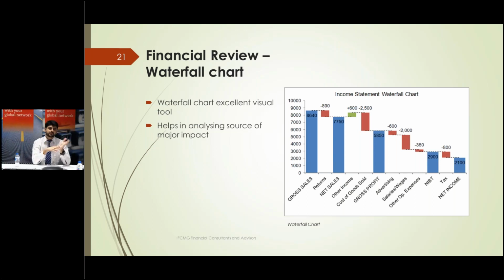So we can start off with the previous year's number and then we can move on to this year's numbers. So this can help analyze which is the critical or the most significant component that impacted my financial performance. So you can see here that we have gross sales, net sales, returns, other income, cost of goods sold, expenses, salaries and wages, net income before tax, then net income.